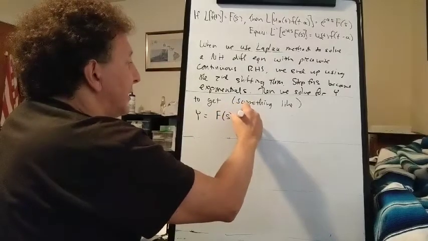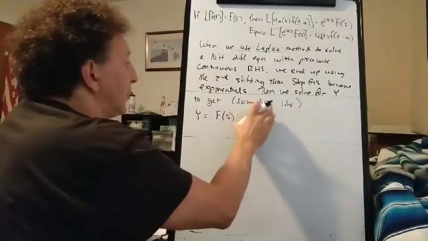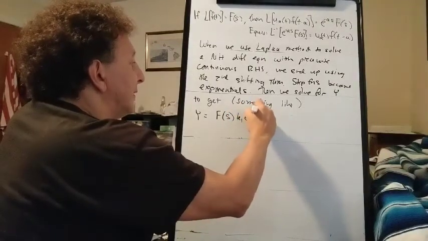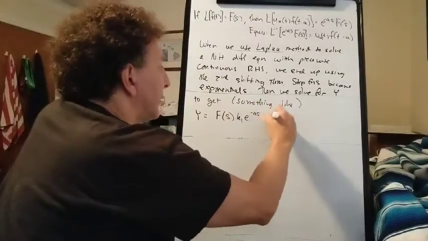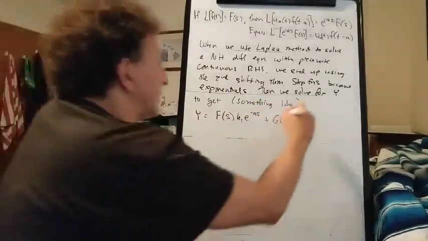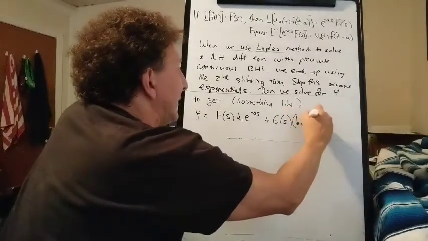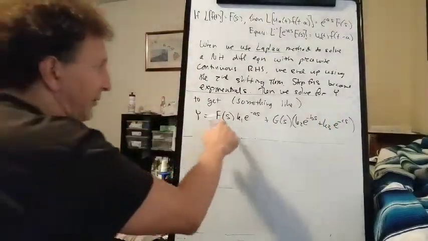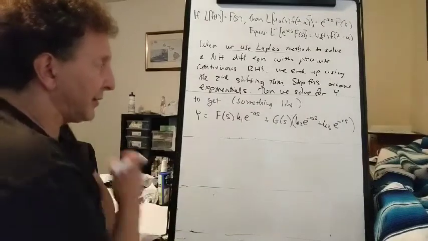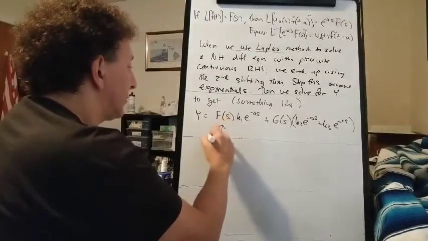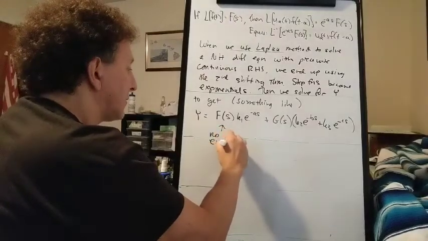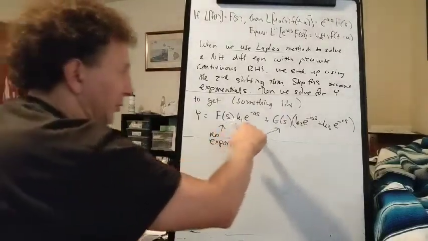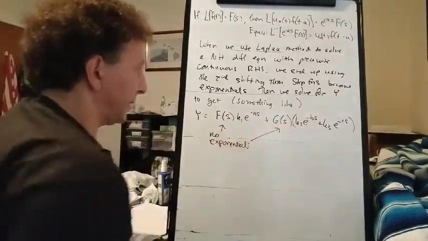F of s times, let's say, k1 e to the negative a s plus some other function, capital G of s, times k2 e to the negative b s plus k3 e to the negative c s. So by F of s and G of s here, I mean a function of s with no exponentials. And then each one of them is multiplied by one or more exponential functions.